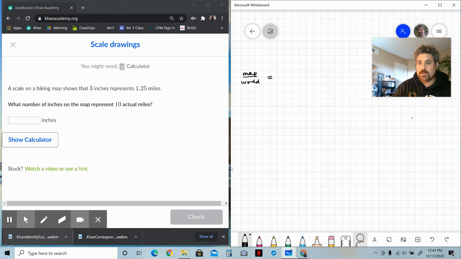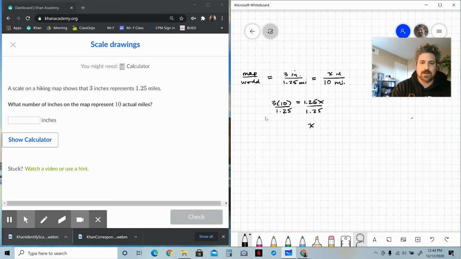So let's just set up our ratios and solve our proportion. So it says a hiking map shows that 3 inches represents 1.25 miles. So 3 inches on the map represents 1.25 miles in the world. That's the relationship. So what number of inches on the map represents 10 actual miles? So if we change the miles to 10, what would happen to the inches on the map? So that's the proportion you're solving. So literally this is just 3 times 10 equals 1.25x, and then divide by 1.25 on both sides. And so it's just 30 divided by 1.25, and that will be your value for x.